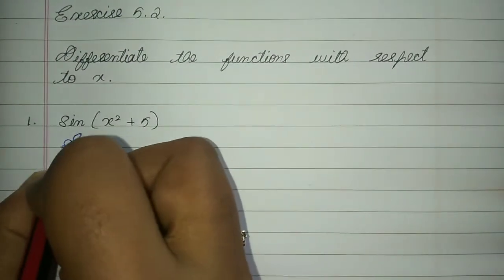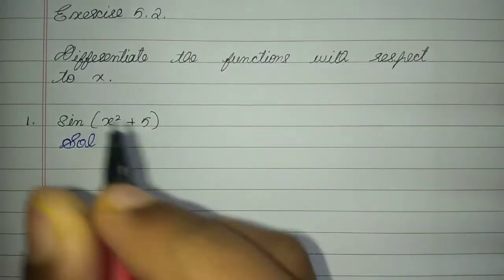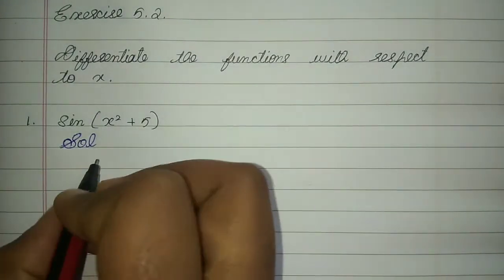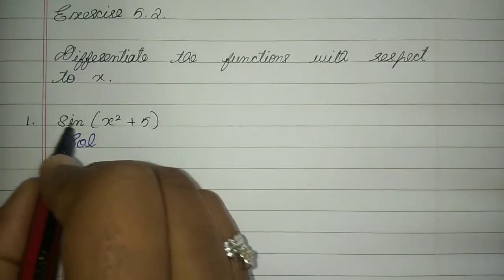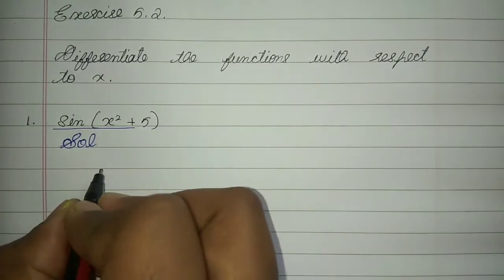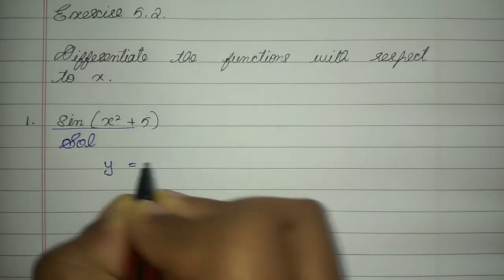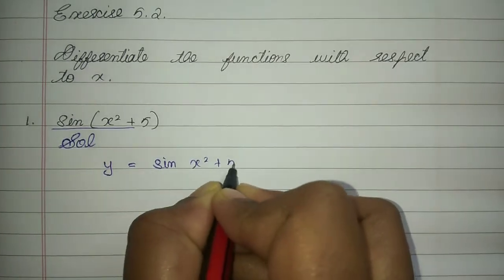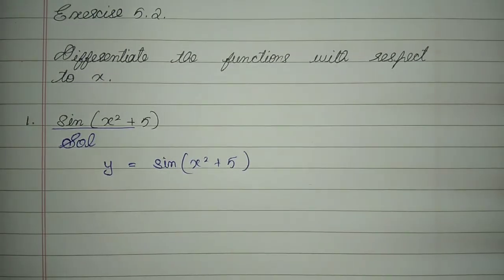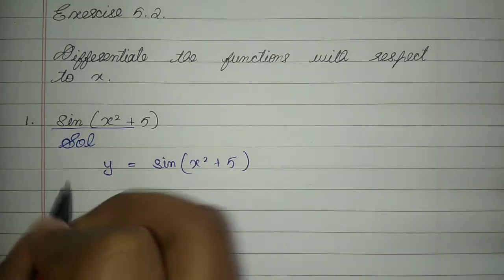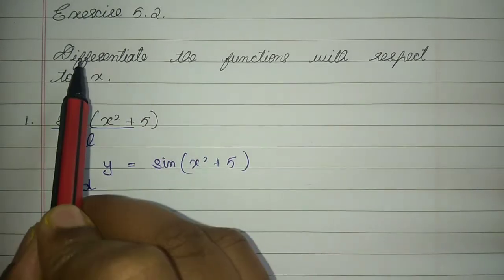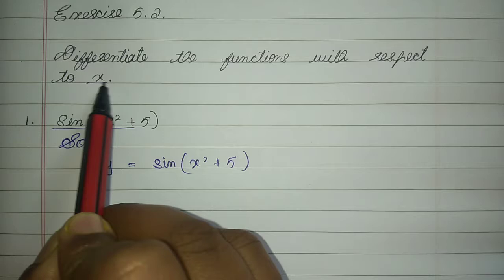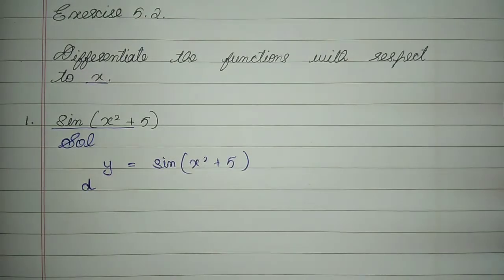I have already taught you in the introduction part what the derivative is. For example, always take y is equal to the given function. So sine of x squared plus 5 is the given function. We have to differentiate this. We will take d and this variable. Differentiate the functions with respect to x, so only with respect to x we have to do.